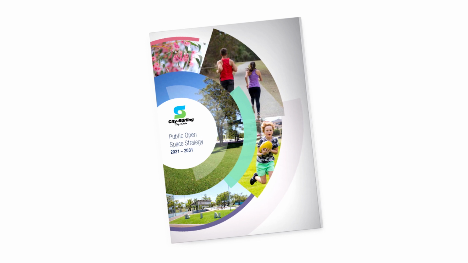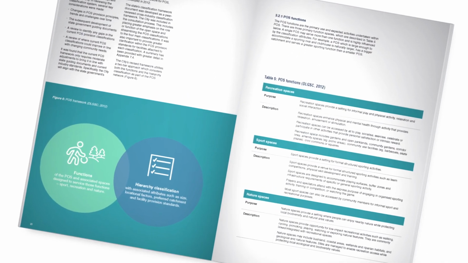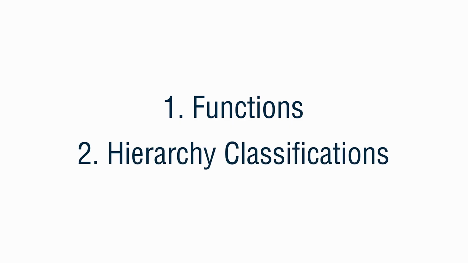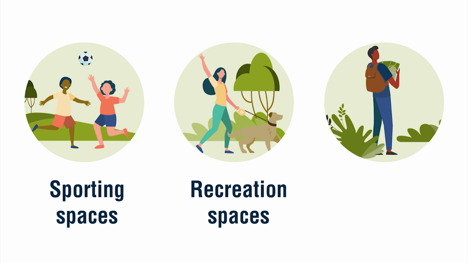The city's public open space model has been updated to better align with current best practice. The model has two components: functions and hierarchy classifications. Functions are the areas within public open space which cater for the primary use and activities of that public open space. There are three functions: sporting spaces, recreation spaces, and nature spaces. A park can have one or more of these functions.